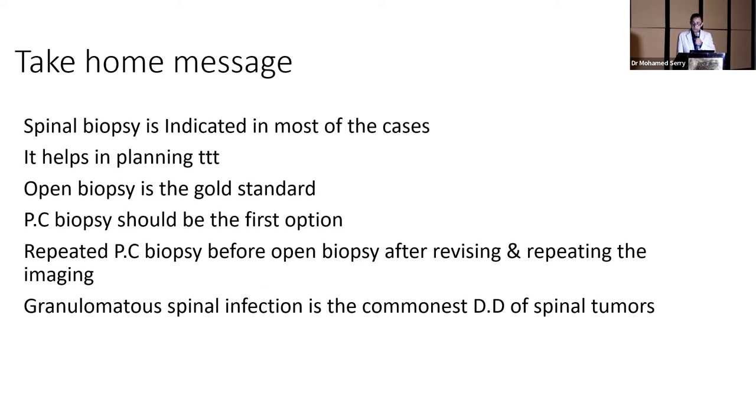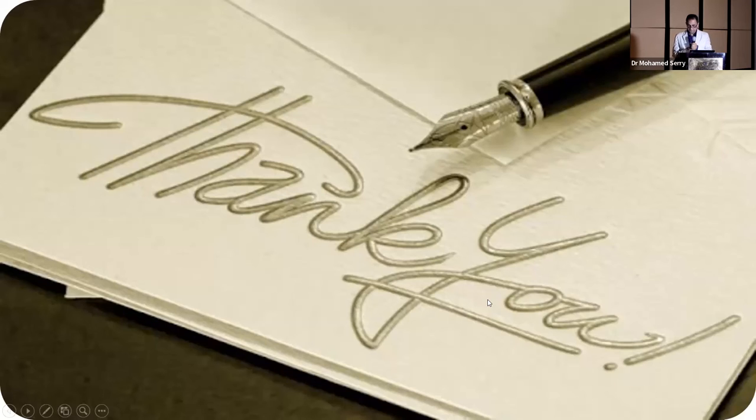Open biopsy is the gold standard, but percutaneous biopsy should be the first option and should be repeated if it is unrepresentative before doing open biopsy. If it is negative, you should revise the imaging, do repeated imaging, and revise yourself. And then if it fails, you go to open biopsy. Granulomatous spinal infection is the commonest differential diagnosis of spinal tumor. Thank you.